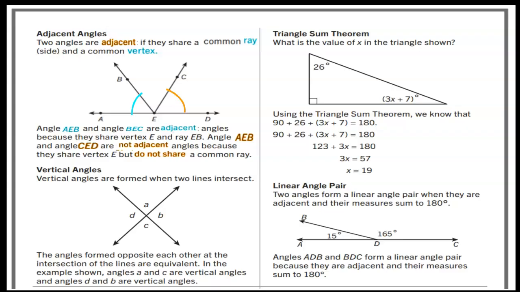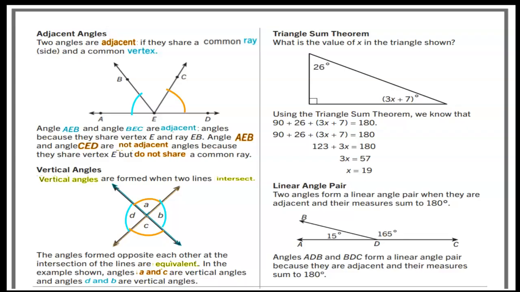Now let's talk about vertical angles. Vertical angles are formed when two lines intersect. The angles formed opposite each other at the intersection of the lines are equivalent. In the example shown, A and C are vertical angles, and D and B are also vertical angles. Remember, those angles are equivalent.